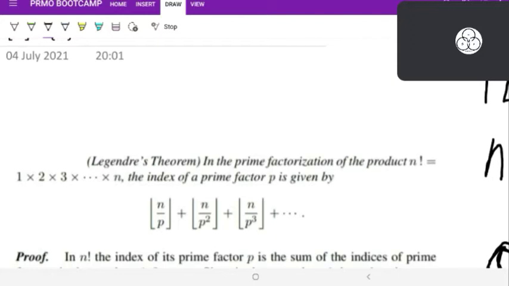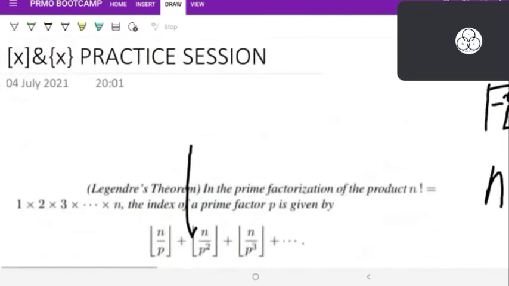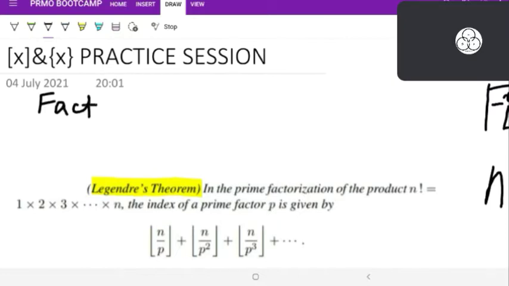Greatest integer function basically. So we have seen greatest integer function, its definition and few examples. Now we will discuss Legendre's theorem. Before that, we should know a definition of factorial. What is factorial?